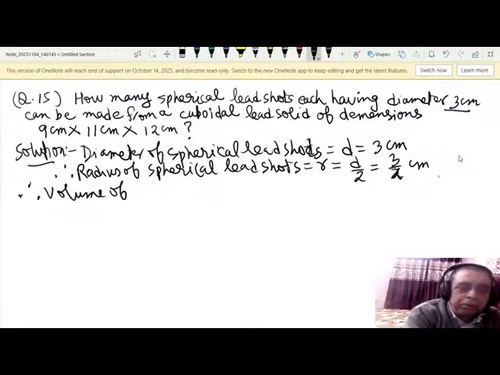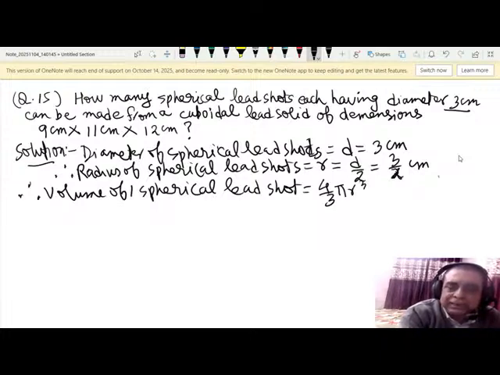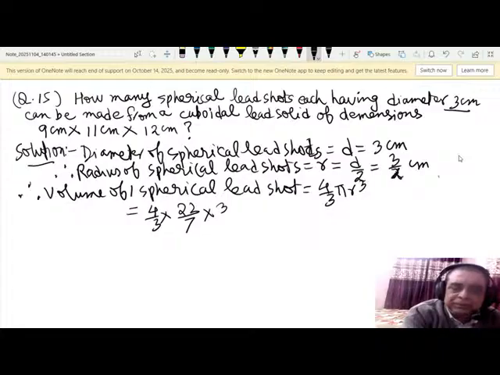Now the volume of one spherical lead shot. The formula of the sphere is 4 by 3 pi r cube. Now put the values. It is 4 upon 3 times pi, where the pi value is 22 divided by 7, times r cube, which is 3 upon 2 times 3 upon 2 times 3 upon 2 centimeter cube.